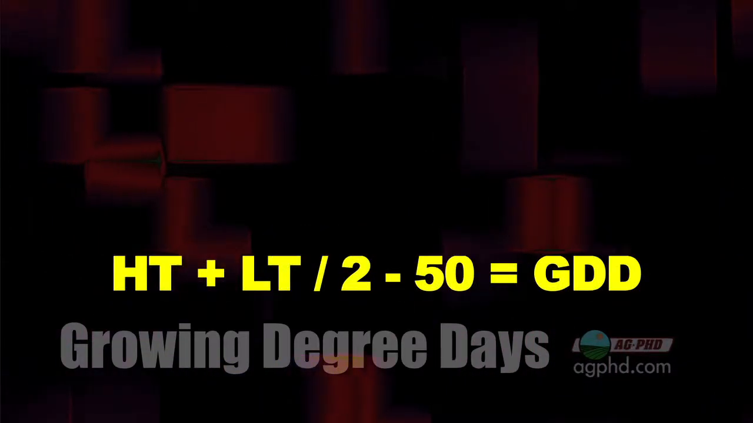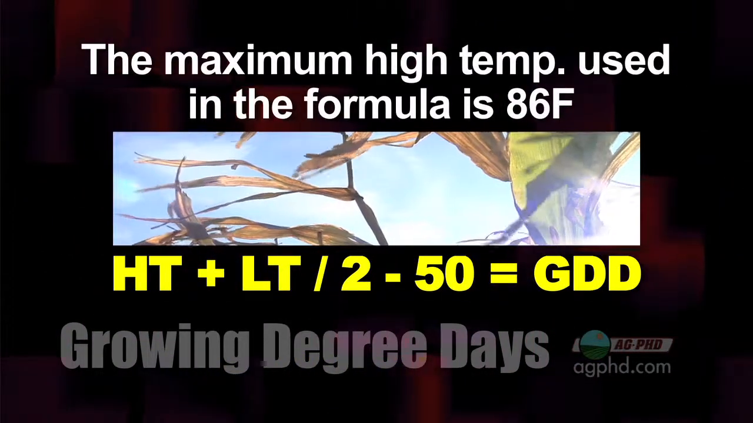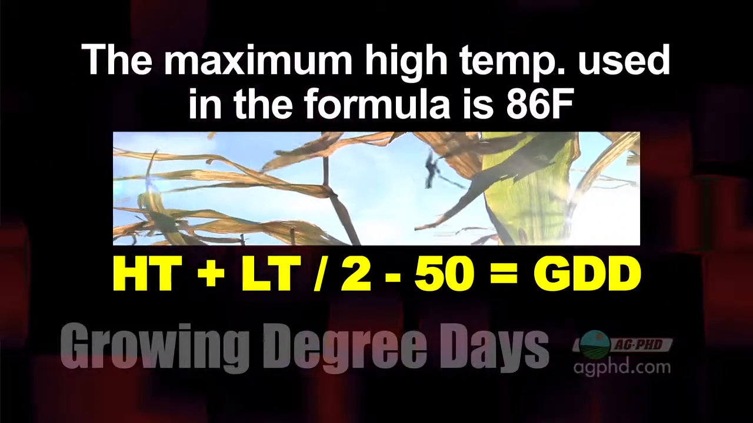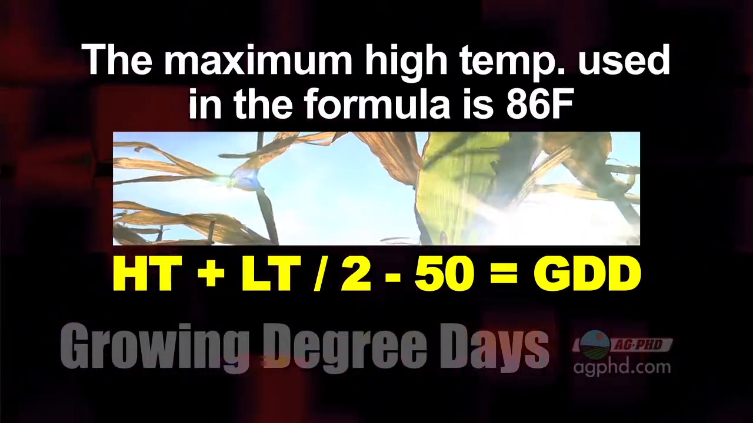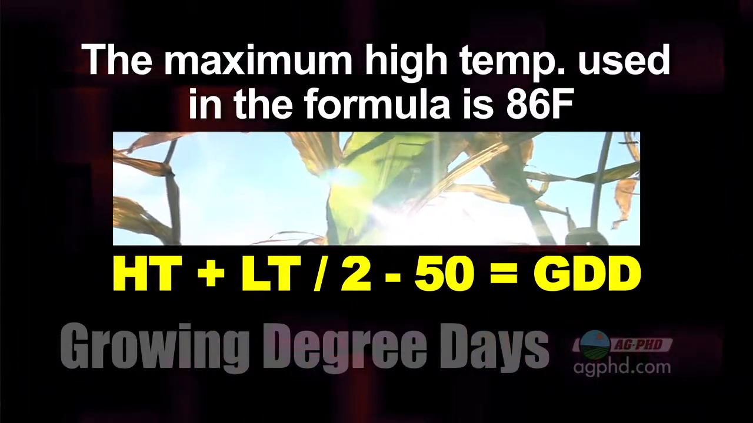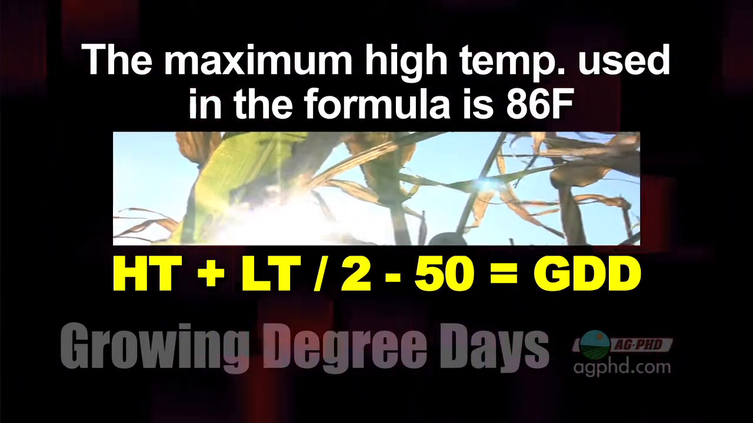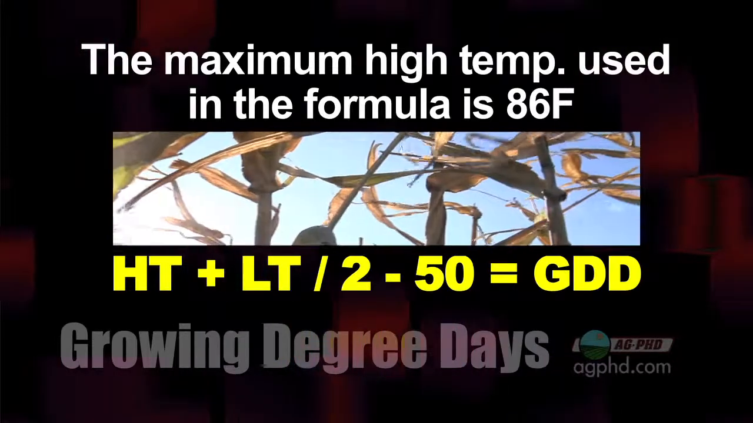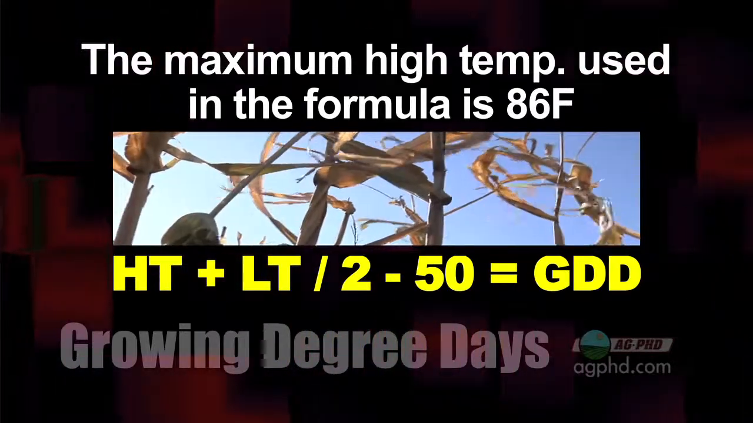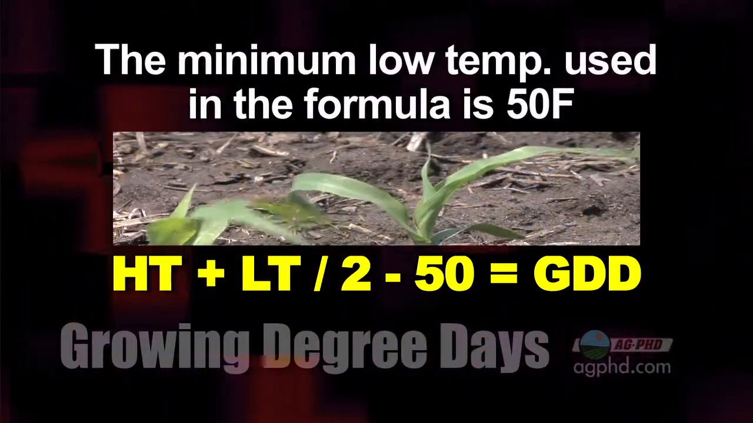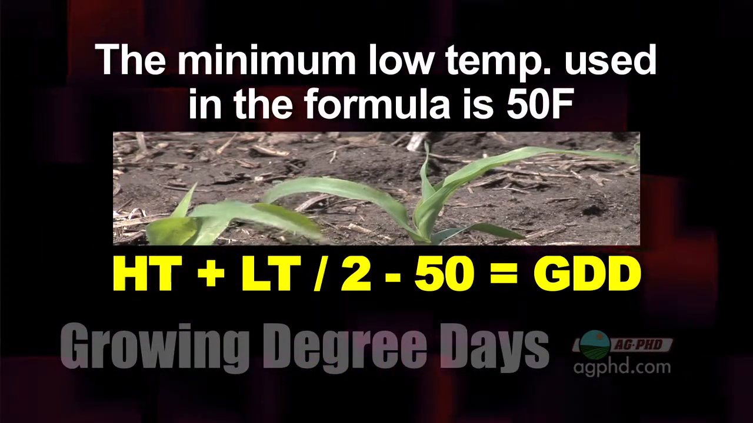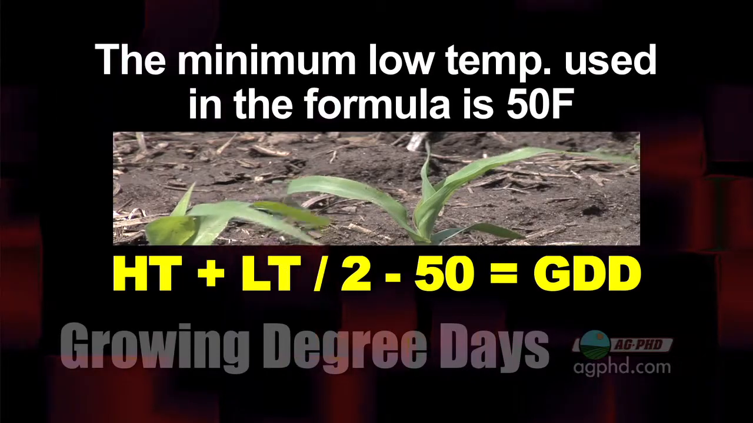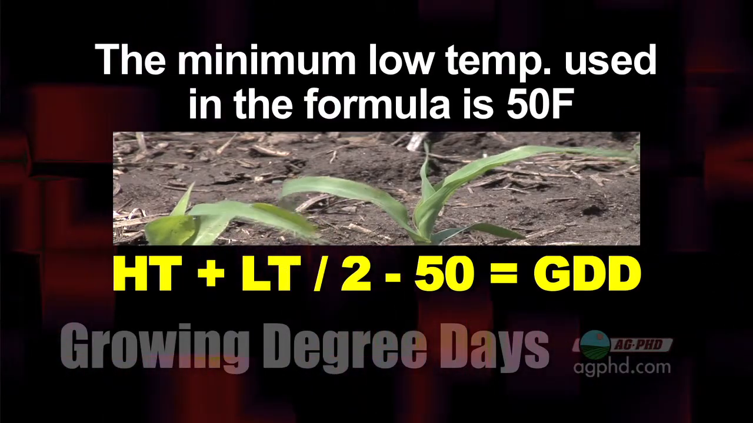Now there are a couple of caveats. When we're considering growing degree days for corn, we typically will not take a high temperature above 86. So for example, say that our high for the day was 90, we would just call that 86 because we can't go above 86. After that point, typically it doesn't gain us anything with corn. And for a low temperature, we always stop at 50. So if our morning temperature was 45, we would just call that 50. Okay, so that's a little about corn and the growing degree days that we've got there.